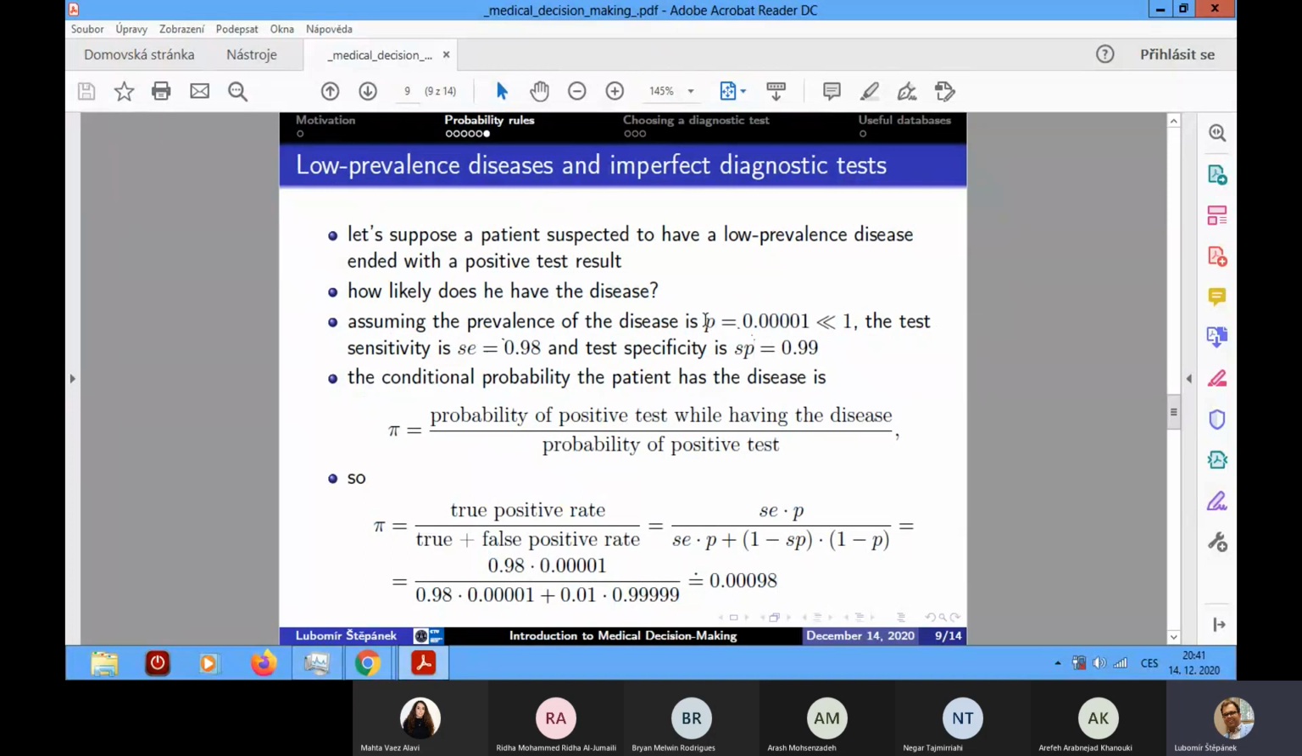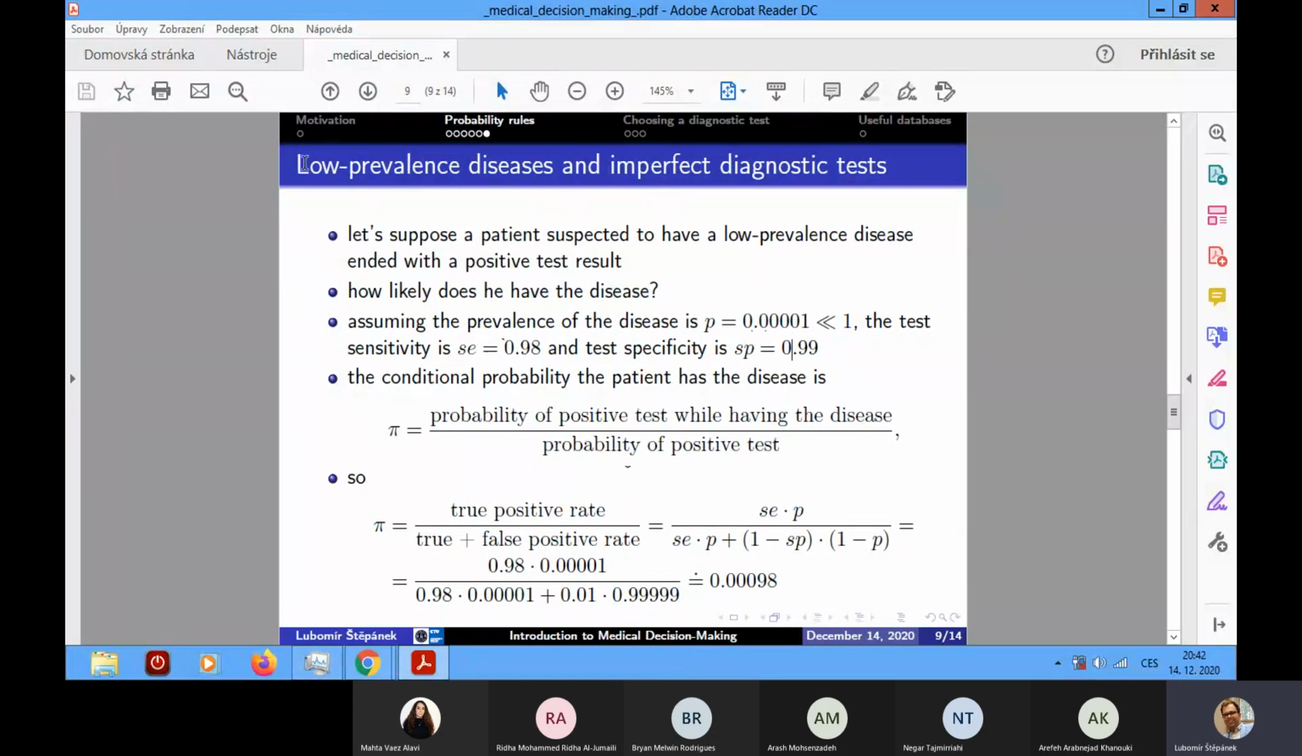Because if the prevalence is so low, it means that regardless of the test result, whether positive or negative, it's simply such a rare situation to meet a patient who could have this disease, because it is one from a hundred or thousand patients who get the disease. Regardless of the test results, positive or negative, it's very unlikely that our patient has the disease. So it's good to know about this.